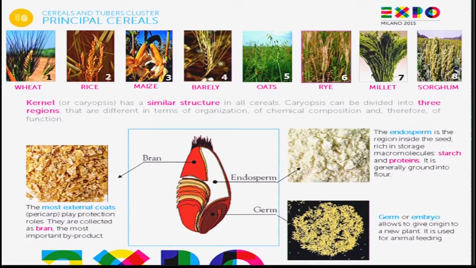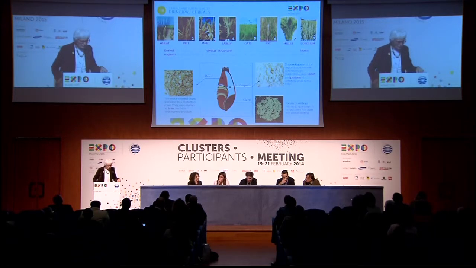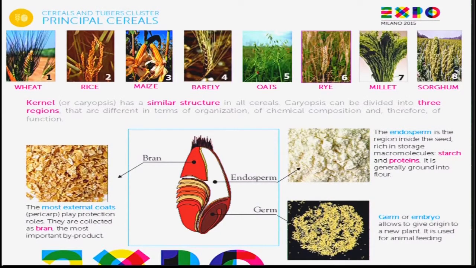We know that 8 cereals are generally considered the most important in the world, but despite the differences in shape and in weight, all cereal grains present a similar structure, and we easily recognize 3 regions. Certainly the most important part of cereal grains, both for nutritional and technological purposes, is the central part, called endosperm, that is generally transformed into flour to give origin to a very large number of different products.